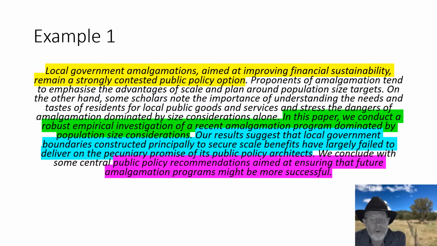And in this last section here, I point to why we need to keep reading, why this paper is important, why this journal should publish this paper. And I say we conclude with some central public policy recommendations aimed at ensuring that future amalgamation programs might be more successful. So that's my whole objective. That's why I want readers and editors to read this, so that we can learn about how to do amalgamations better in the future.